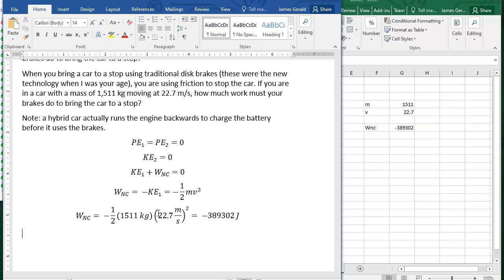Now, why is it negative? Because the work being done opposes the motion. And since it opposes the motion, the work being done is in the opposite direction from motion, and therefore the work is negative.